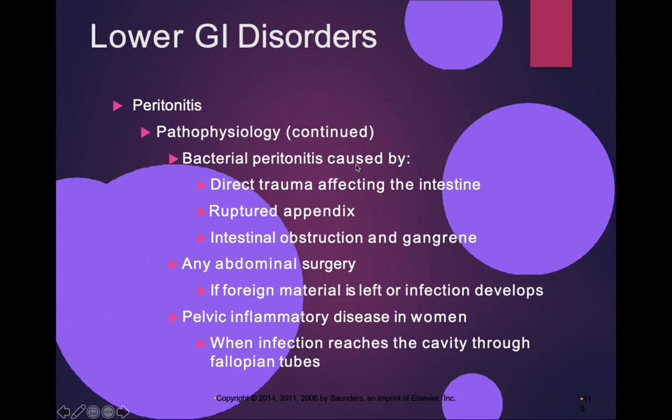With bacterial peritonitis, it's caused by direct trauma affecting the intestine, or let's say the appendix ruptures. Any abdominal surgery, sometimes they accidentally leave some foreign material in there. Also, with PID, pelvic inflammatory disease in women, when we get to male and female reproductive tracts, we'll talk about pelvic inflammatory disease when we cover the women's. It occurs when an infection reaches the cavity through the fallopian tubes.